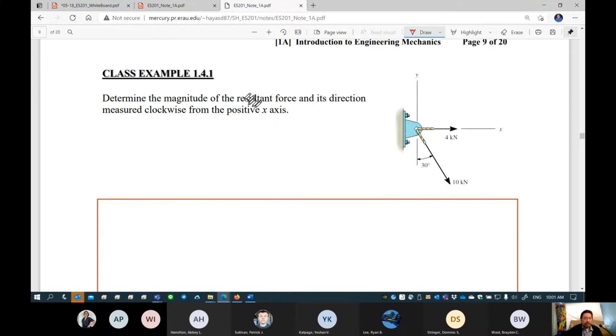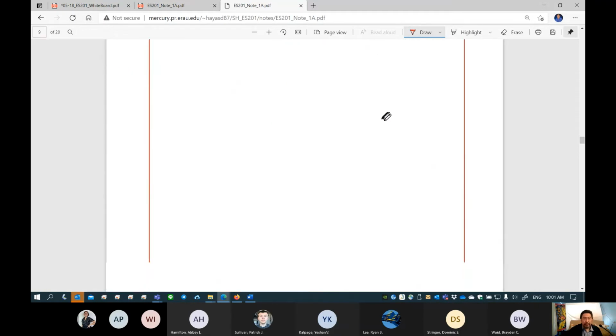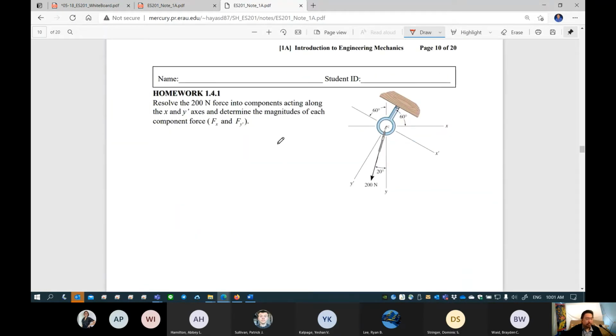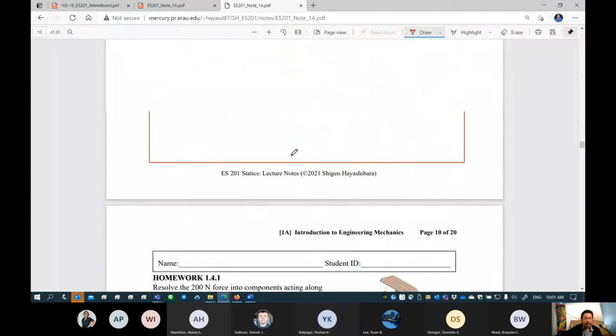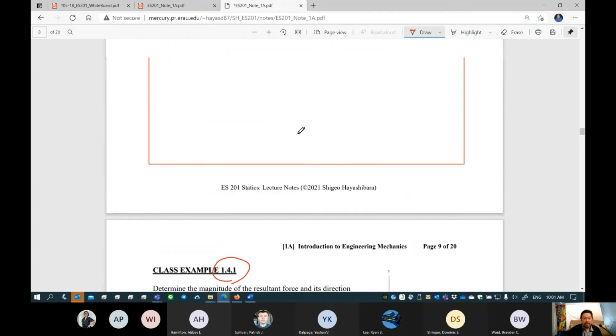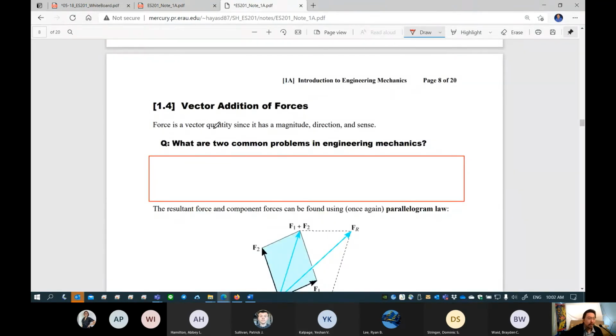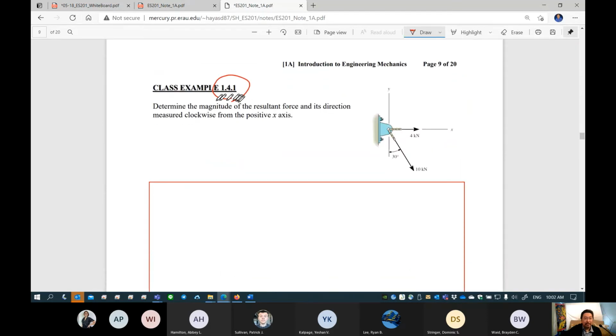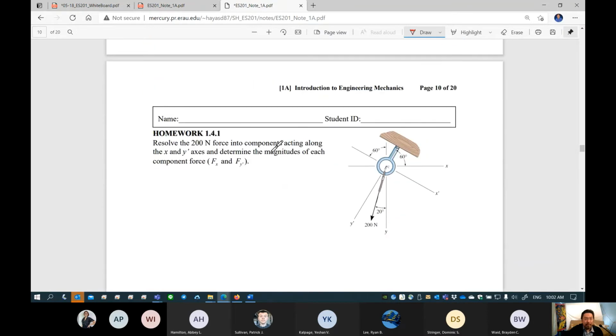And as I do a class example, usually, not always, but usually, the homework problem comes right after it. That means if you see class example 141, this is the first example of unit 1, section 14. This is the first class example problem of 14. That's why 141. Usually, when I do a class example, homework is automatically associated with it.